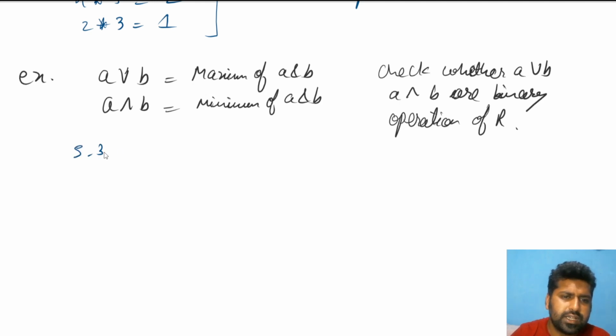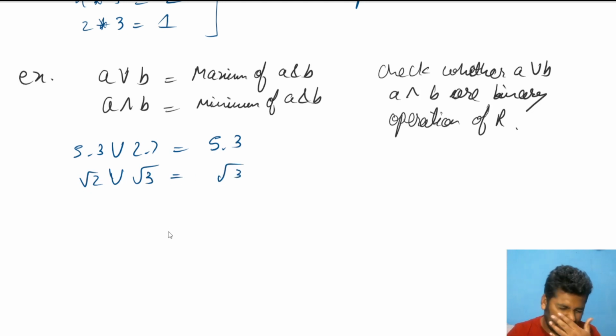Let's take 5.3 and 3.7, and we are doing the maximum one. Let's check for this. The maximum function will select the maximum out of these two numbers. Clearly the answer will be 5.3. Let's take something like root 2 and root 3. Which one is maximum? Root 3 is maximum, we know that. So anyhow, of course we are getting a unique value again. For these two values we will always get 5.3, we will not get anything else ever.